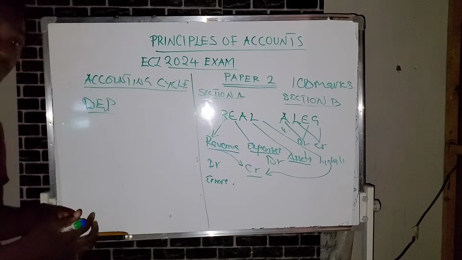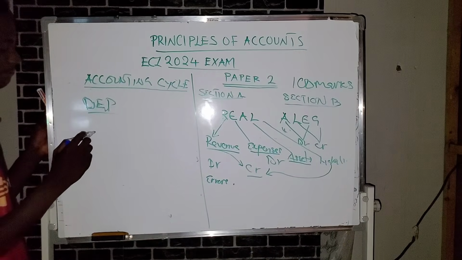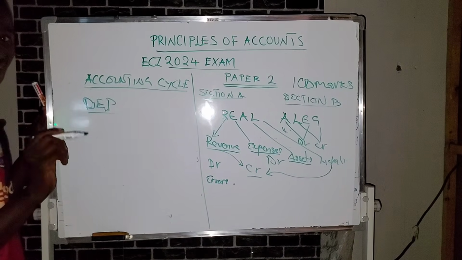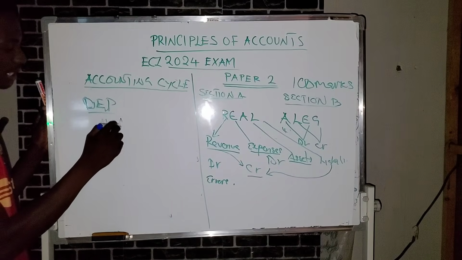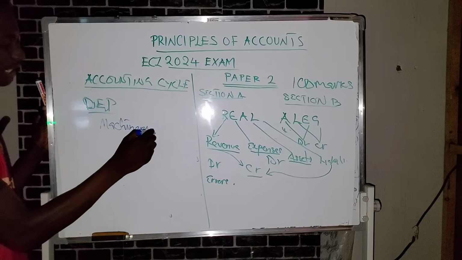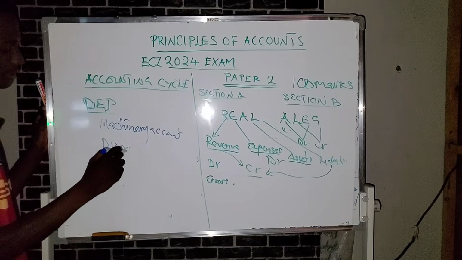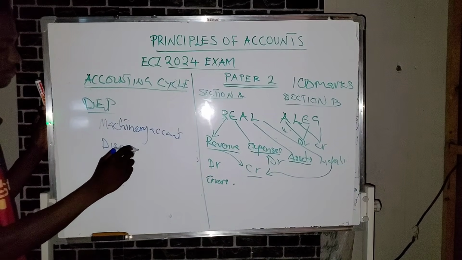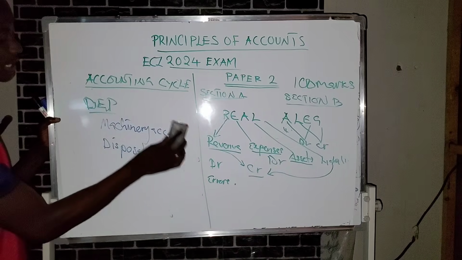Not only knowing that, know also how to prepare the fixed asset account, like let's say the machinery account. You should also know how to prepare the disposal account. Okay? Are we together? We're still under section A.